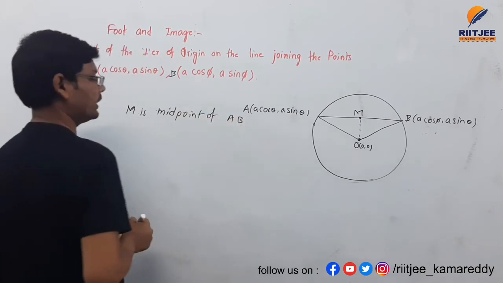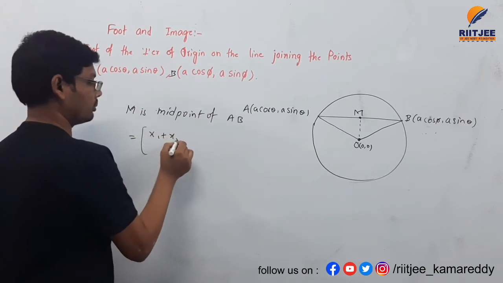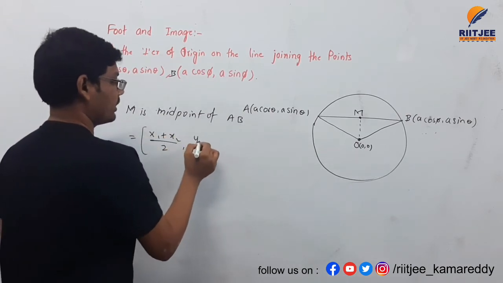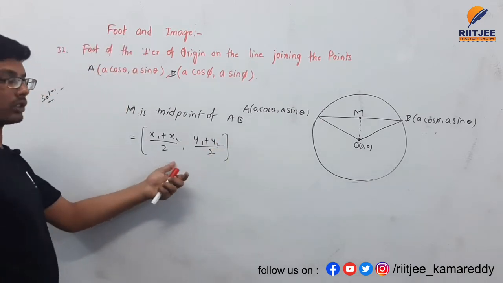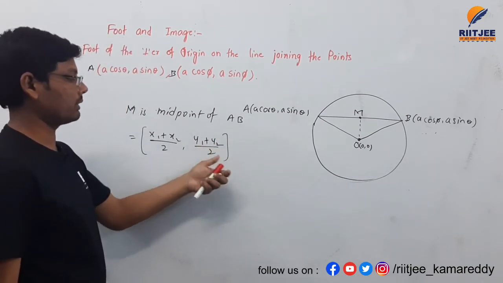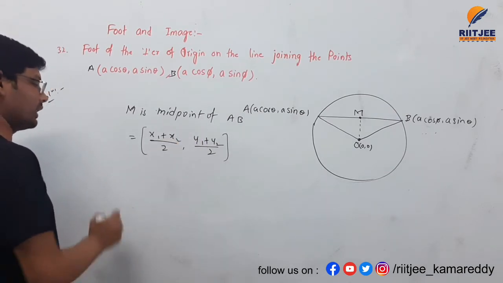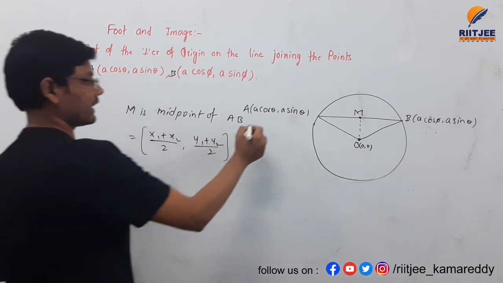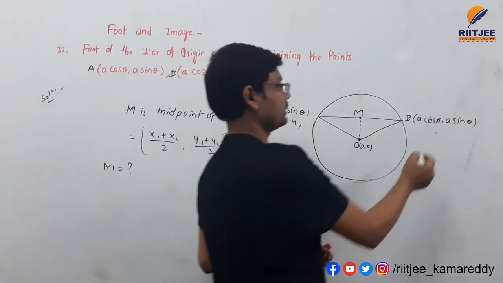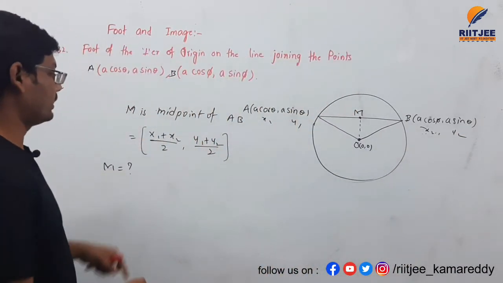Then the midpoint formula is x1 plus x2 by 2, comma y1 plus y2 by 2. This is the midpoint here. Then we have to find M here. M is equal to what? So how can we find it? This is x1, this is y1, this is x2, and this is y2. Let's substitute into this formula.